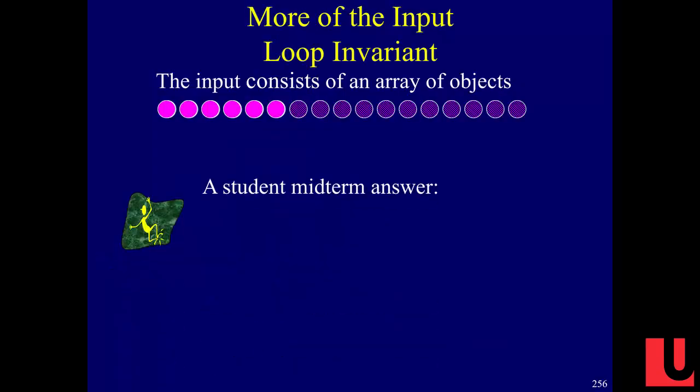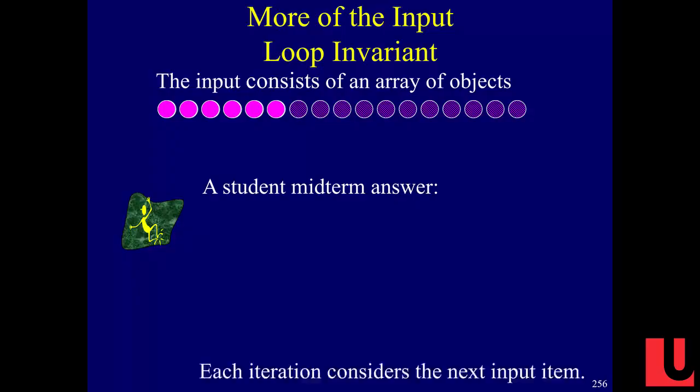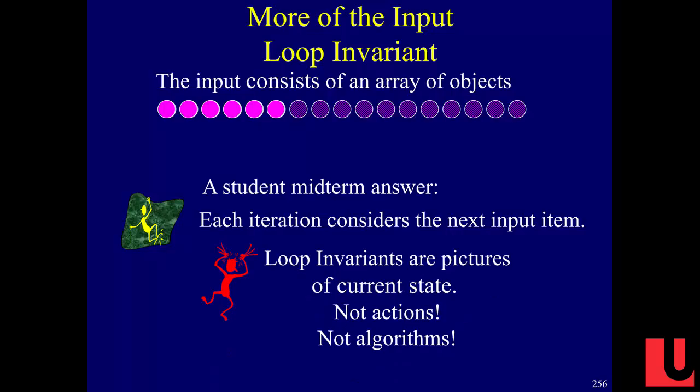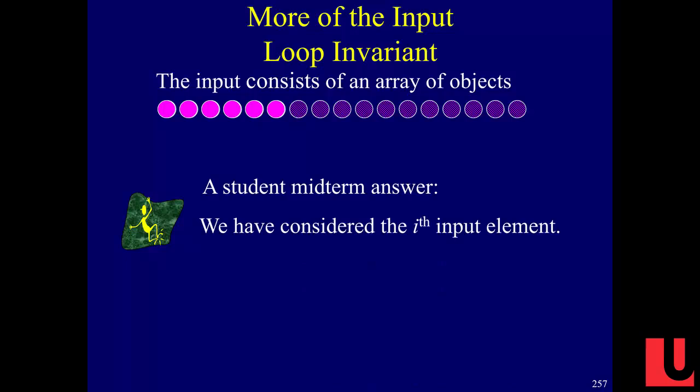All right, so some answers that I've gotten from midterms are: each iteration considers the next input. Is that a good loop invariant? No, remember, that's an action. It tells me what I do each iteration. It doesn't tell me what my loop invariant is. I could say we've considered the ith input.